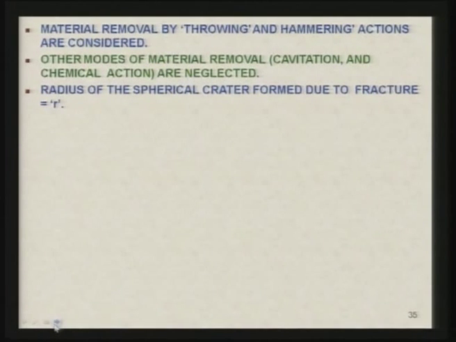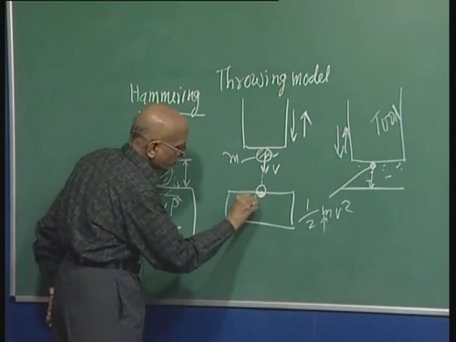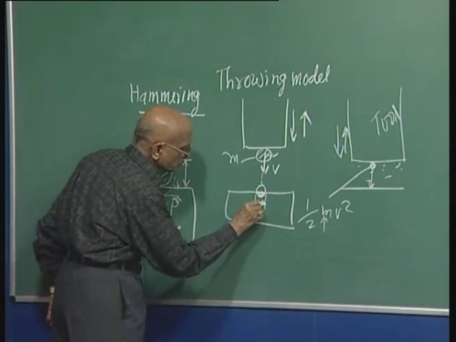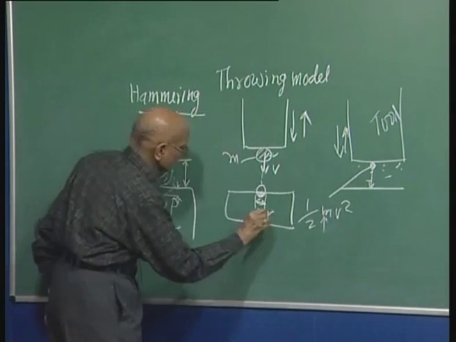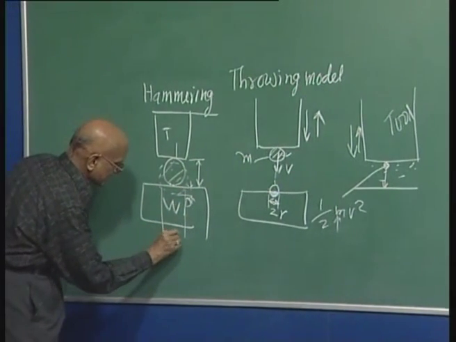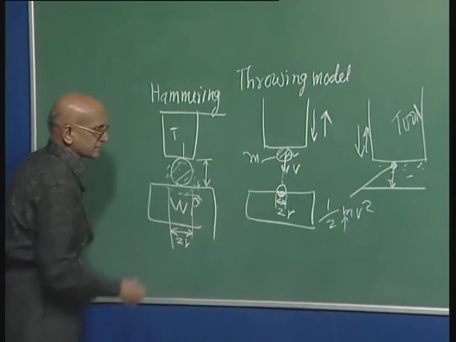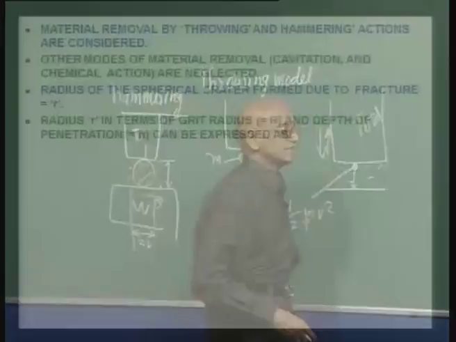The radius of the spherical crater formed due to fracture is equal to r, which I showed you in the earlier transparency also. As we can see here in the throwing model, if this is the crater being formed, then this is equal to r, or when it is created over here in the throwing one, this is taken as 2r, and these 2r in this case and this case are different, as we will see in the slides.